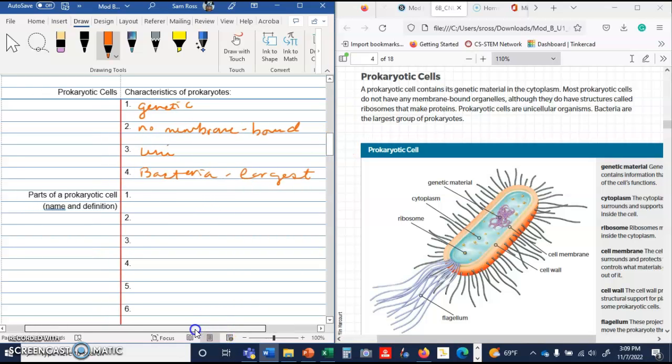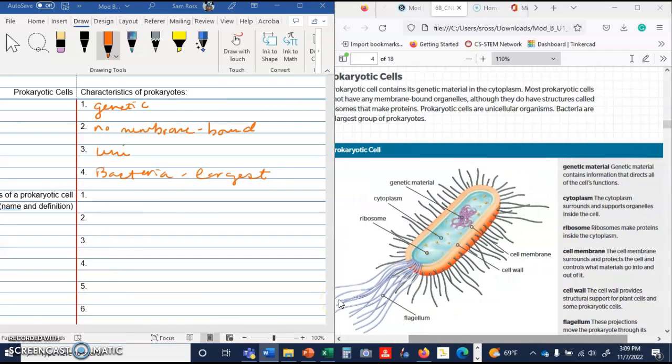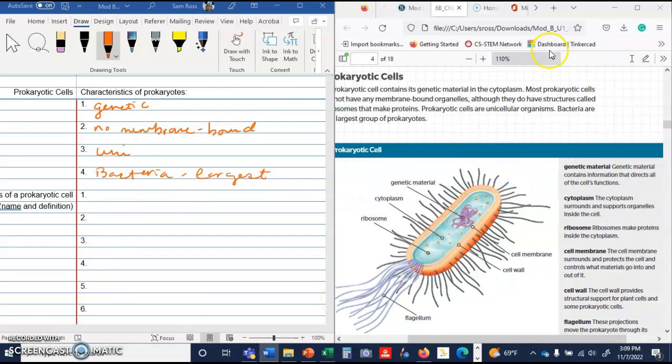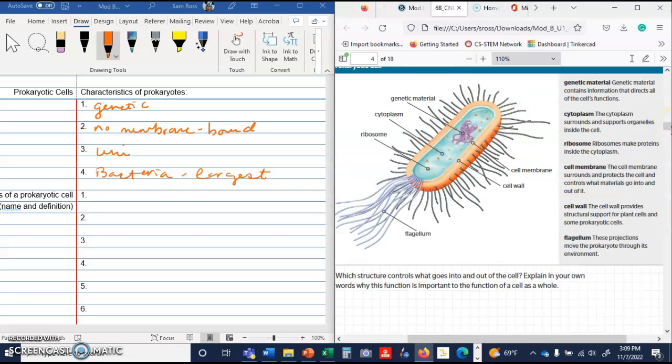So then we have parts of a prokaryotic cell we're going to name and define. So that's here on this beautiful prokaryotic cell that we have. So here we have 1, 2, 3, 4, 5, 6. We have genetic material, cytoplasm, ribosome, cell membrane, cell wall, and flagellum.